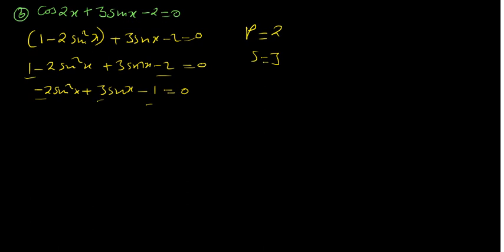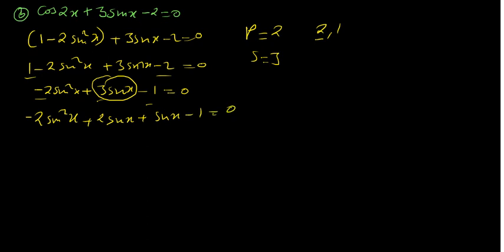Now we're going to look for a factor. What two numbers can we multiply to get 2? And if we add them, we get 3. That is basically 2 and 1. 2 times 1 is a 2. 2 plus 1 is a 3. So we're going to write this as negative 2 sine squared x. And then where there was this on the middle, we are going to put first 2 sine x, and then we are going to put sine x, and then minus 1, and that is going to be equal to 0.